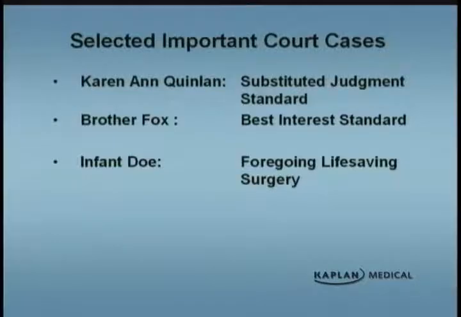As we'll see a little bit later, parents are not allowed to withhold life or limb-saving treatment from their children. That's a clear rule. They can't do it. If life depends on it, if limb depends on it, it doesn't matter why the parents say no, they don't get to say no. That's the rule. And yet, here's a case, Infant Doe, where that's just what happened.